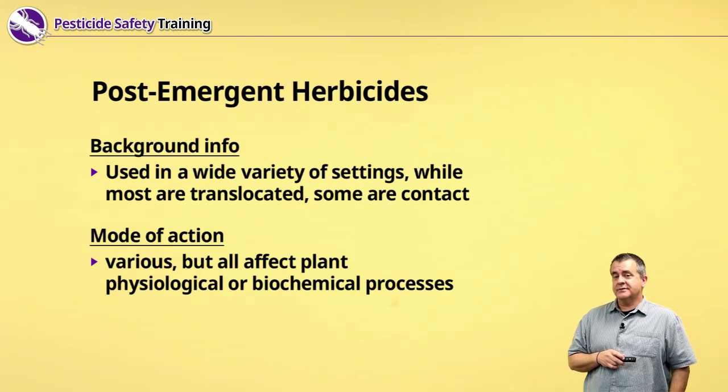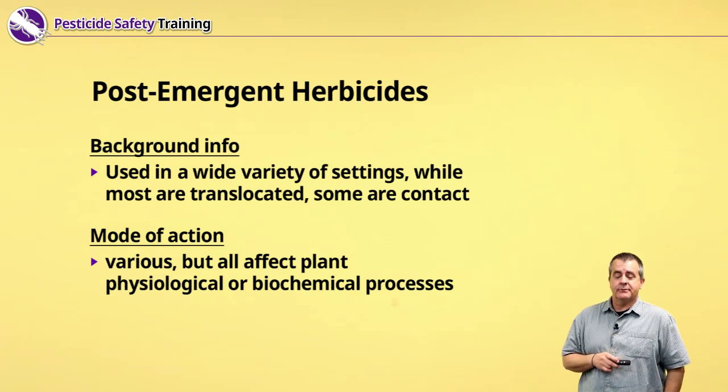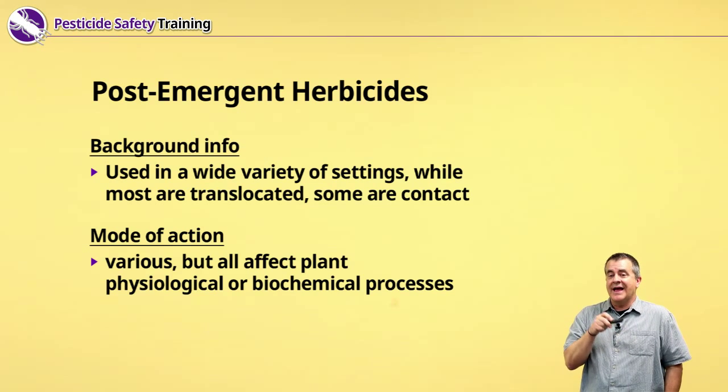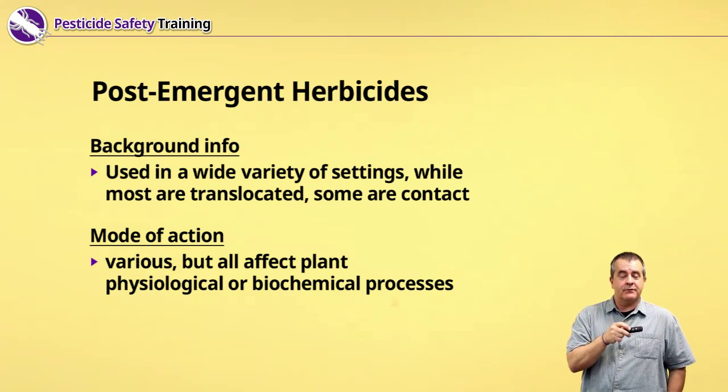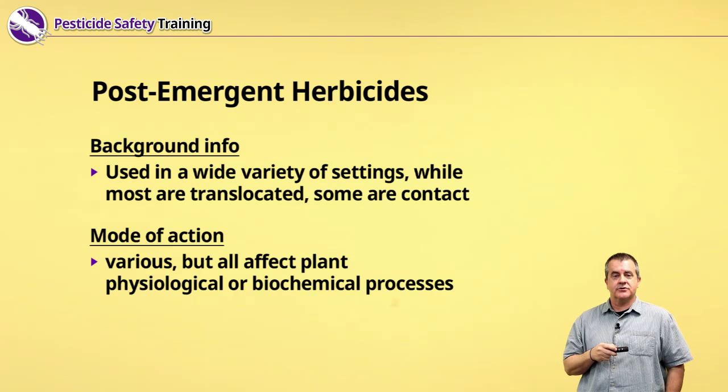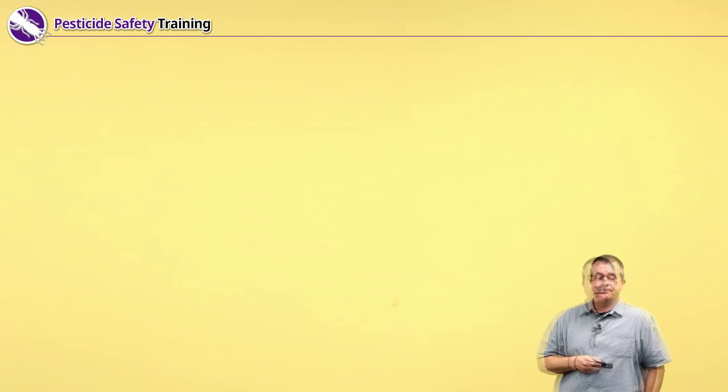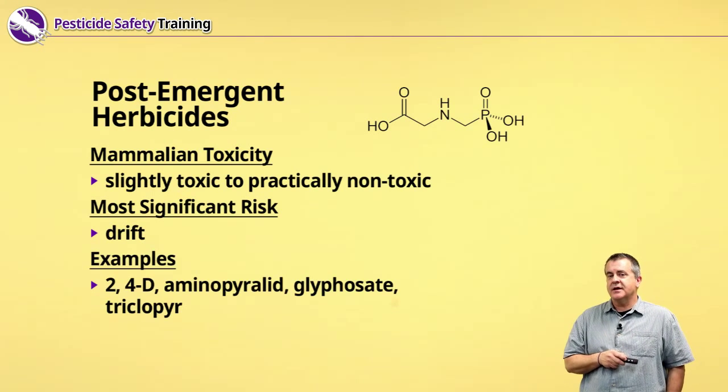As far as mode of action goes, there's a lot of different modes of action for post-emergent herbicides. All of these, though, affect plant physiological or biochemical processes. Now, that's an important point because what that means is the major impact toxicologically on the weed has to do with things that only plants do, like photosynthesis or cell wall construction. Because animals don't have cell walls and because animals don't do photosynthesis, it's not as likely that they would be affected by the mode of action of an herbicide. Mammalian toxicity, just like with the pre-emergents, slightly toxic to practically non-toxic.